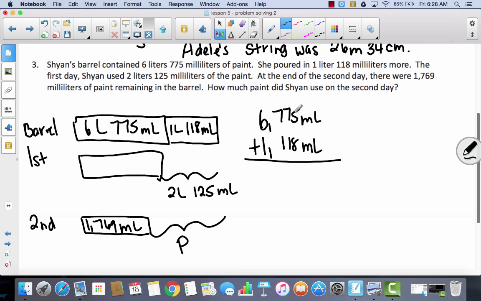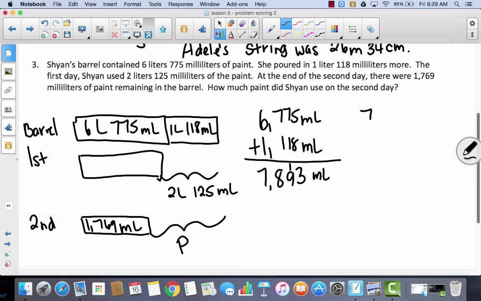I'd like for you to pause the video and figure out the sum when you add these two numbers together. Okay, so I ended up with 7,893 milliliters. So that's how much there was in the barrel to begin with. Now I want to figure out how much she used on the first day. So I need to take out this part here that she used. So if I'm going to take away, what kind of math am I going to use? I'm going to use subtraction, right?